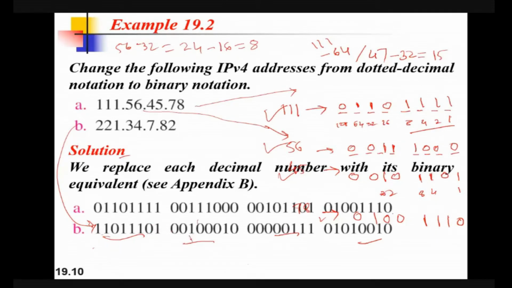So even though this number can be represented as 100010, you should add 2 leading zeros here. Similarly, this number can be represented with 3 bits also, but you should add 5 leading zeros here. Okay, so represent each decimal number using an 8-bit binary number.